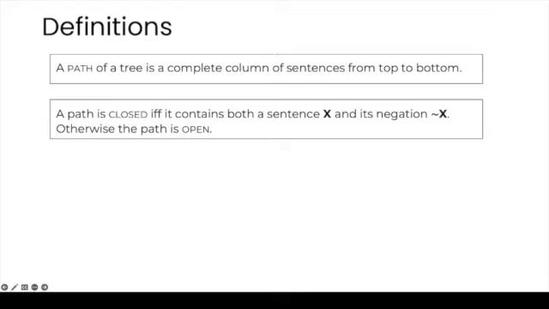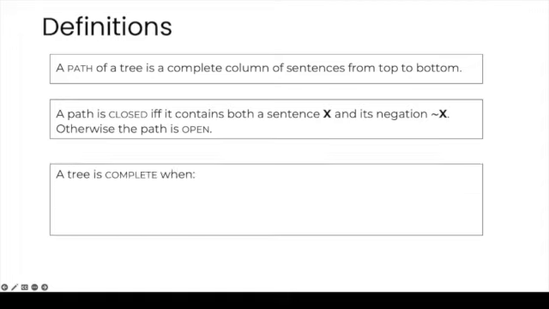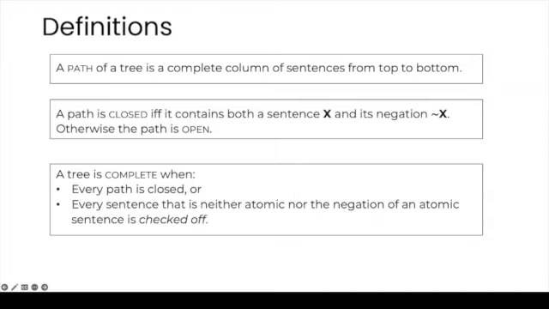Remember that an open path corresponds to an assignment or group of assignments of truth values to the sentence letters occurring in the set. A tree is complete when every path is closed, or every sentence that is neither atomic nor the negation of an atomic sentence is checked off. That is, once you reach a point in which you can no longer break sentences into smaller ones, you are done. Your tree is complete.